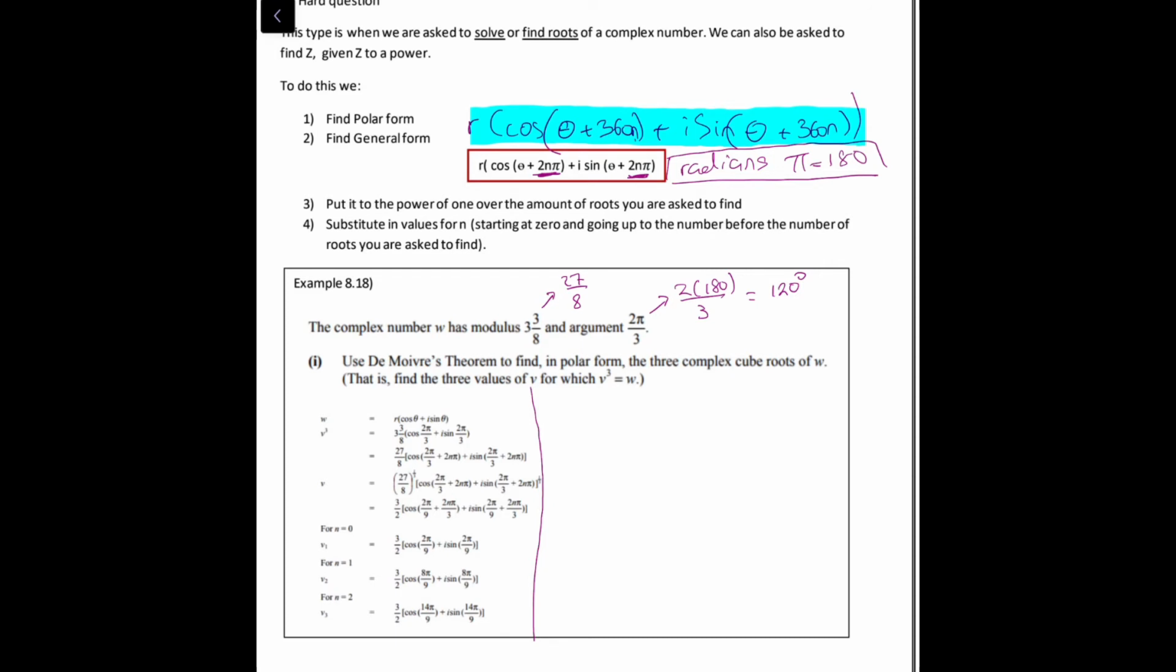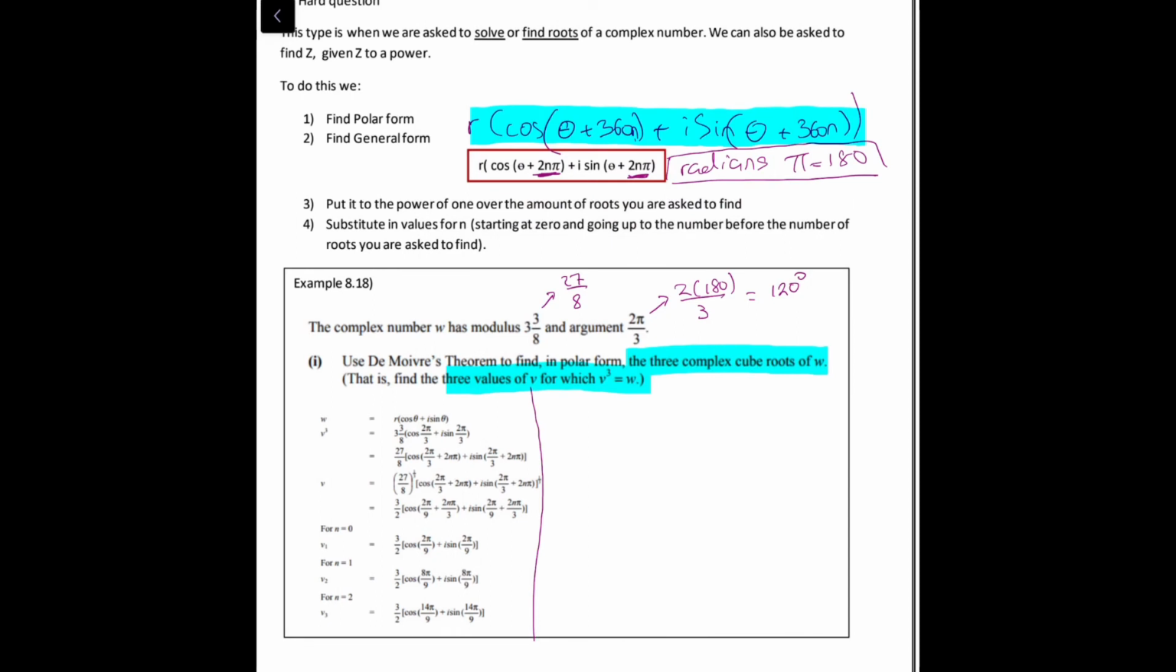So I'm going to first of all use the fact that it has said in the question, use DeMoivre's theorem to find in polar form the 3 complex roots. Because they have said to find the 3 complex roots, that means I know that this is one of the more difficult ones, because if I'm finding roots, or if they're asking me to find 3 values of v for which v cubed equals w, then that means I'm going to have to use the harder method.